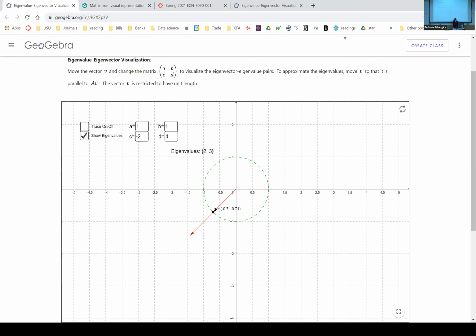So as you can see, if I apply any transformation A, which is here, 1, 1, minus 2, 4, to a vector, if I can find a vector that does not change direction, that vector is called an eigenvector. So this is eigenvector 1. This is eigenvector 2. So I have 2 eigenvectors. What are the corresponding eigenvalues? 2 and 3. And I can turn on the trace and show you.